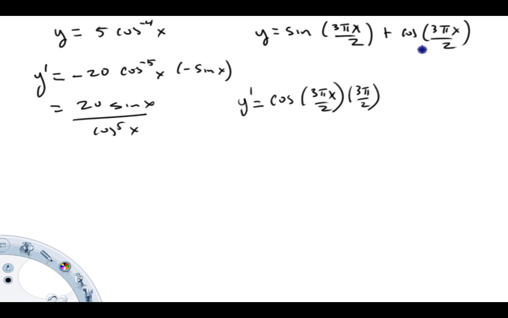Next term. So cosine of 3 pi x over 2, again, two functions, the 3 pi x over 2, and then the cosine of that. Differentiating the outer function first, which is the cosine function, the derivative of cosine is minus sine of 3 pi x over 2. So the cosine part is now differentiated. Then we move in and differentiate the inside function, and the derivative of that is 3 pi over 2. And that's done.